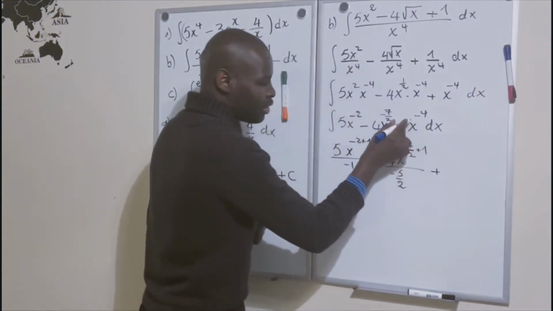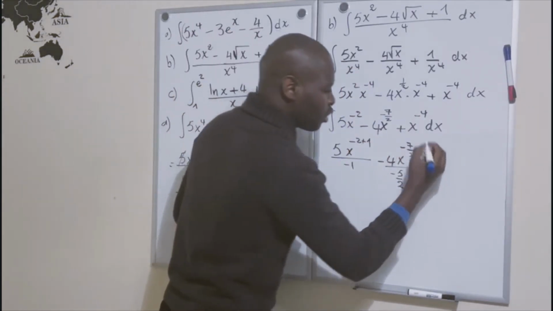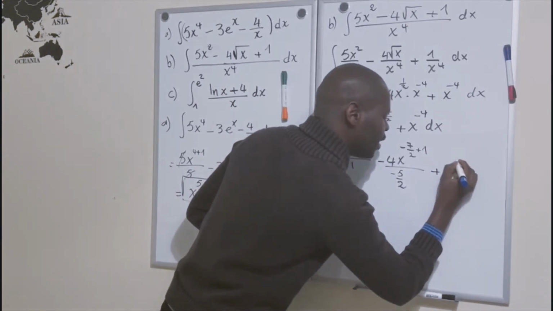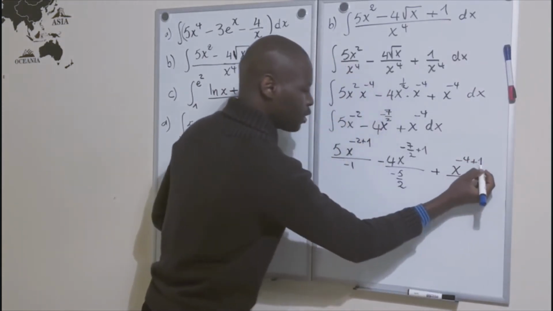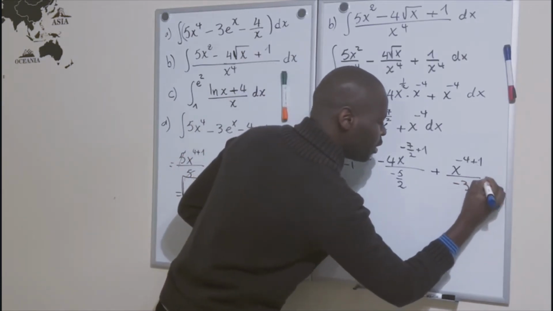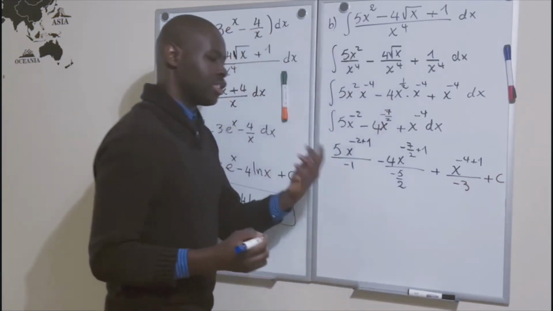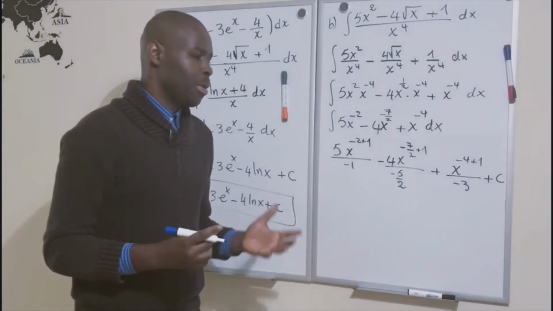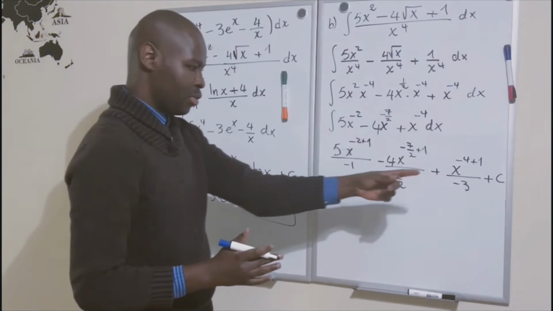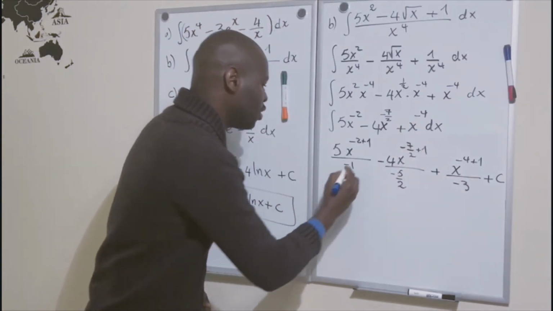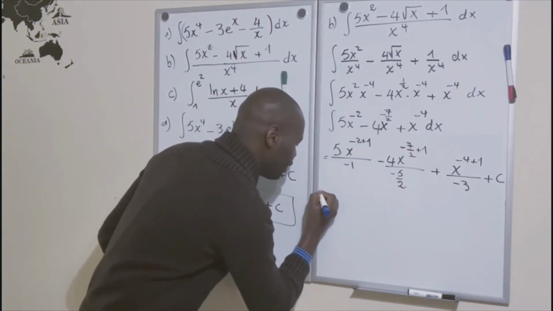Plus, now x to the minus 4 dx. So I'm just adding 1 again. So minus 4 plus 1 divided by minus 4 plus 1 is negative 3. Now plus a constant, since it's an indefinite integral. Remember, when we derive this, we should get back the original form, because when you derive a constant, you're going to get a 0. So let's go ahead and simplify this further.